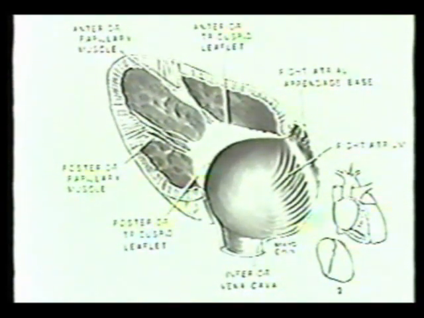From the original parasternal long axis orientation, the transducer is tilted inferomedially to obtain the long axis view of the inflow portion of the right ventricle. These are the structures that we will be studying in this view.